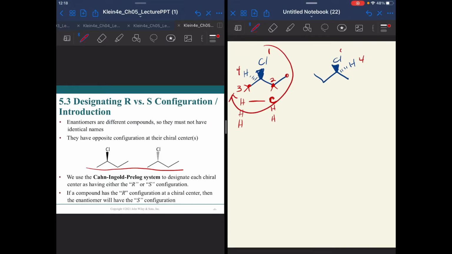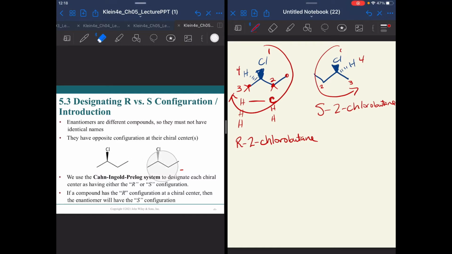1, 2, 3. This first one that is drawn is clockwise. So this is going to be R, 2-chlorobutane. Now, when we reflected it through a mirror, it's just as easy because the hydrogen winds up still being in the back. 2 is the ethyl group, 3 is the methyl group. This one, counterclockwise, is S, 2-chlorobutane.